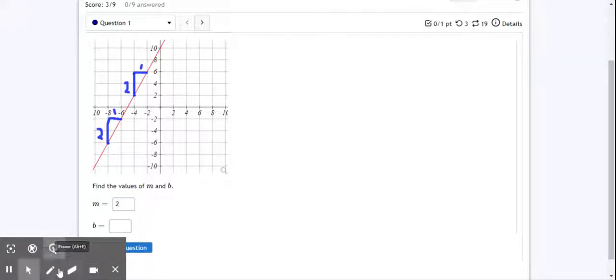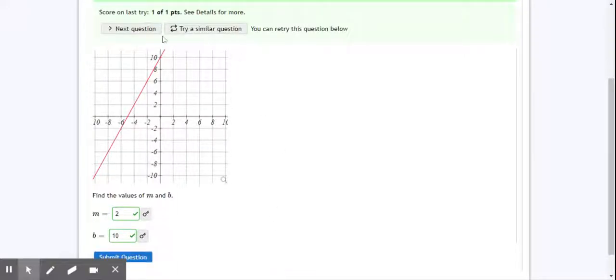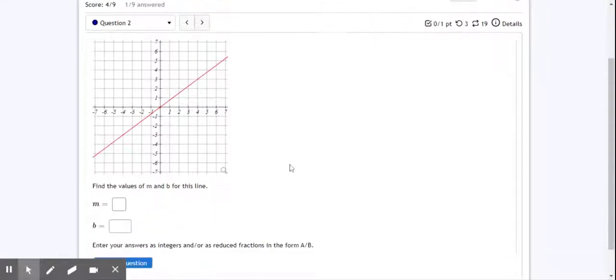Now our y-intercept is where does it cross the y-axis? And that's right here. This is the y-axis going up and down. Crosses there at 10. So our y-intercept is 10. Cool. Let's go to the next one.